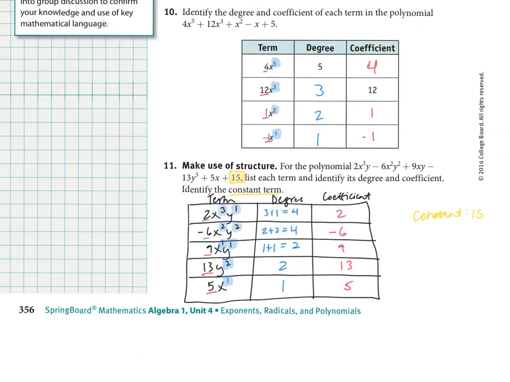All right, let's check to see what we got. For our first term, we should have got a degree of 4 because 3 plus 1 is 4, and our coefficient is 2. For the second one, we should have gotten 2 plus 2 is 4 as our degree, and our coefficient is a negative 6. Don't forget about that. All right, sweet. We got a little bit of practice looking at the degree of our term. Let's go ahead and turn to the next page, 357.